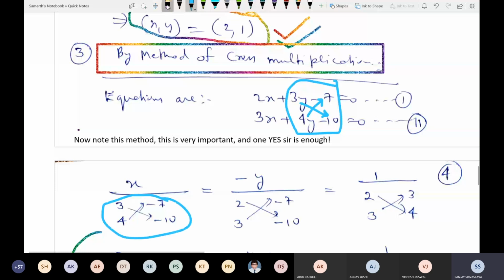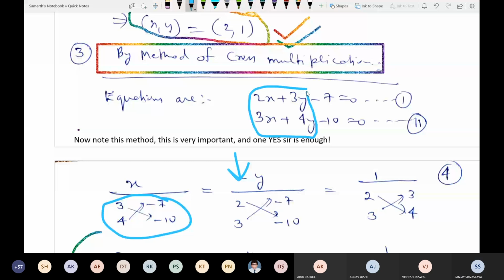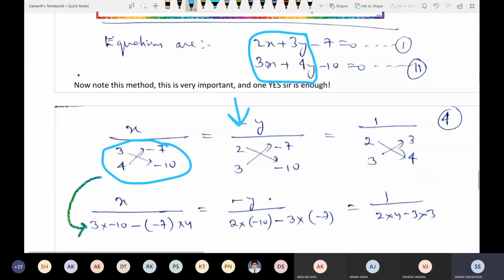Similarly, when we take minus y, I will not take the coefficients of y, because I have written y. I will take the coefficients of x and the constant term, like 2 into minus 10 and minus 3 into minus 7. And for the last, that is the constant term, 1 upon, I will take the coefficients of x and y only. So you will write 2 into 4 minus 3 into 3. Till this step, is it clear to everybody?